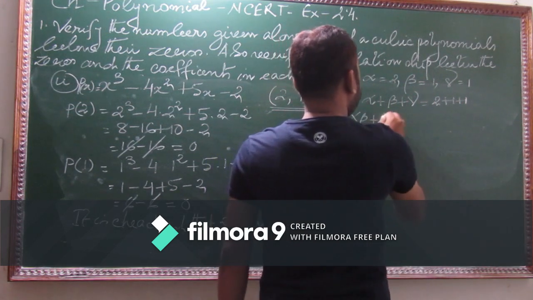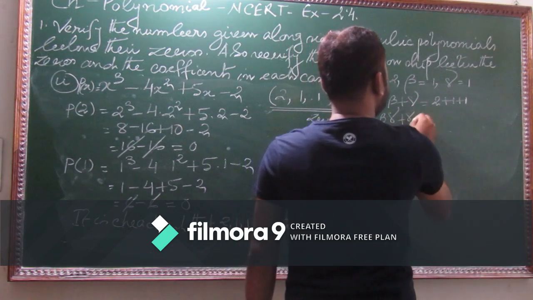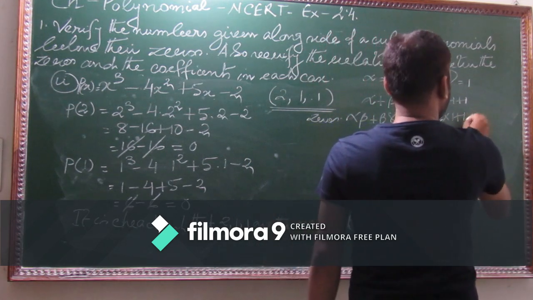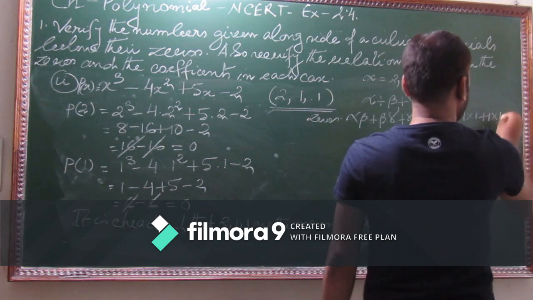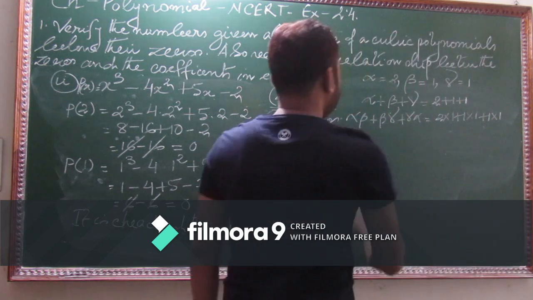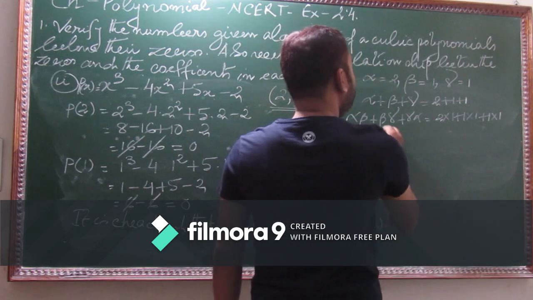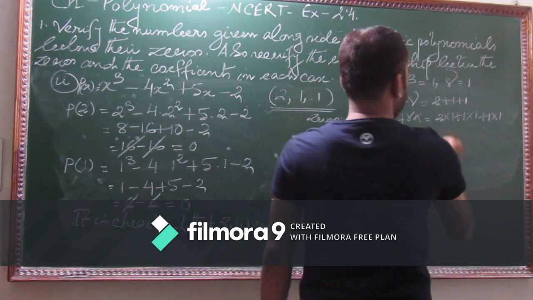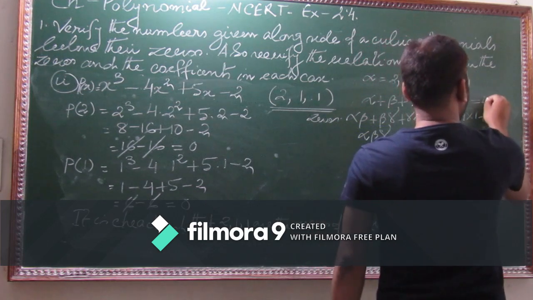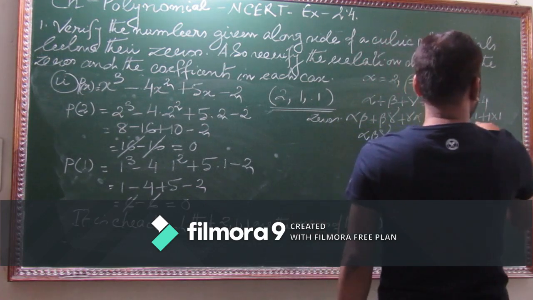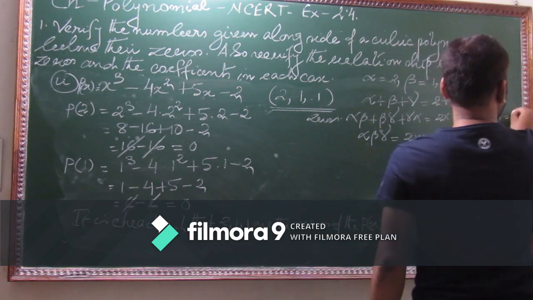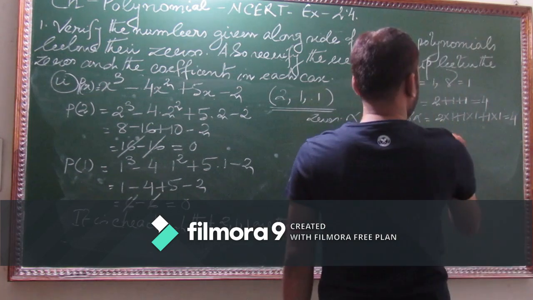Alpha beta plus beta gamma plus gamma alpha. That means 2 into 1 plus 1 into 1 plus 1 into 1. After that, alpha into beta into gamma is equal to 2 into 1 into 1. 2, 3, 4. This is 4. After that, this is 2 plus 1, 3 plus 1, 4. This is 4. And this is 2.